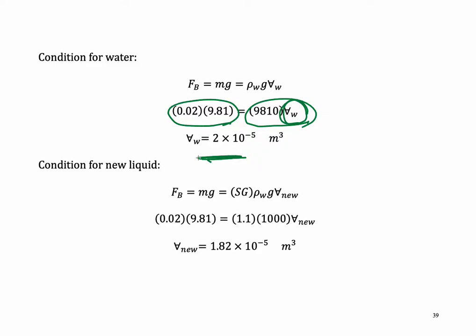Then we take that hydrometer and put it in a new liquid. Again the distribution of force remains the same. The force of buoyancy is equal to the weight, and the weight of the hydrometer remains the same, but the rho g V is different because the new liquid has a specific gravity of 1.1. Then we could calculate the displaced volume here, which is equal to 1.82 times 10 to the power of minus 5 meter cube.